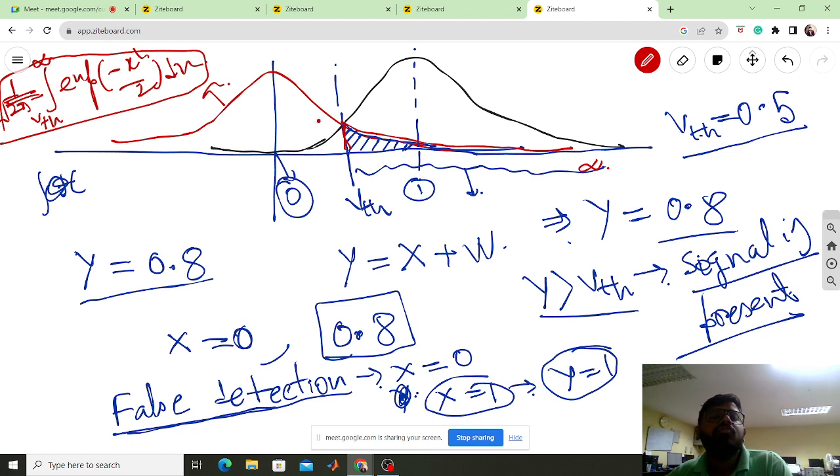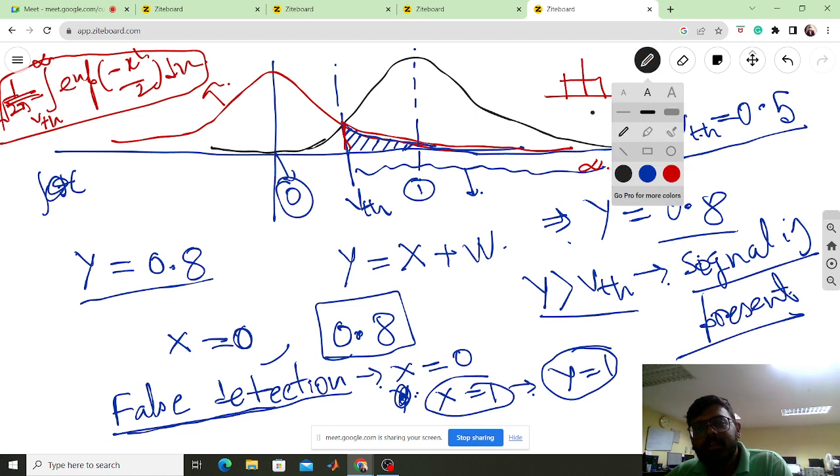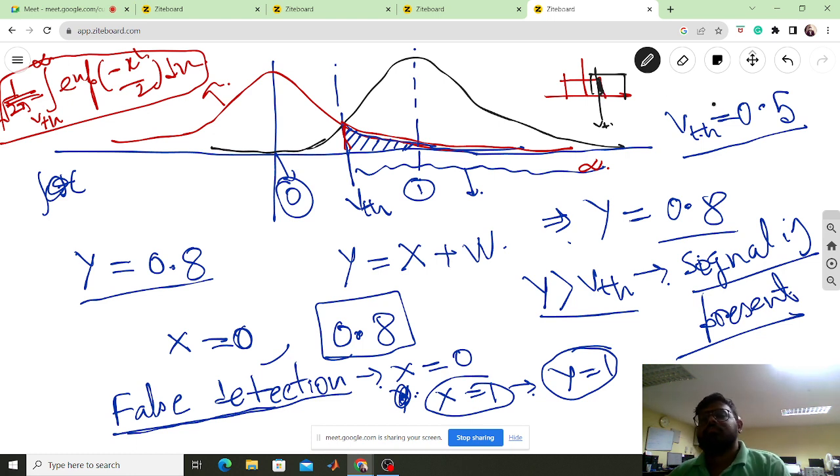Similarly, if you take a uniform distribution also, the curves will be like this, and the black curve will be like this. And suppose you are going to take the decision region here, so this small region will be the probability of false detection. So according to that, you have to calculate the probability of false detection.